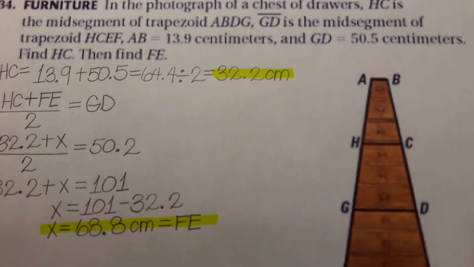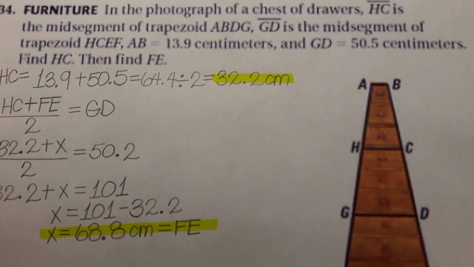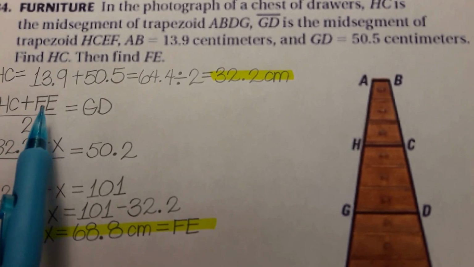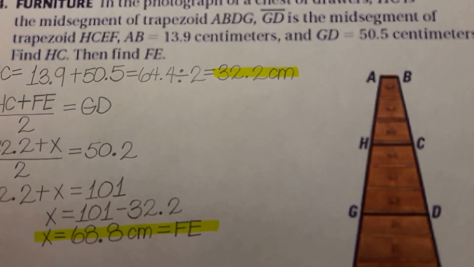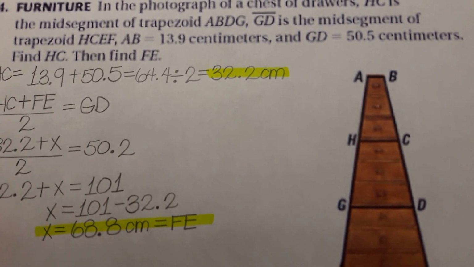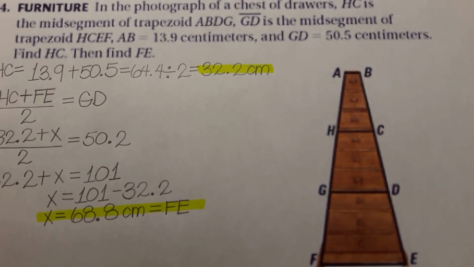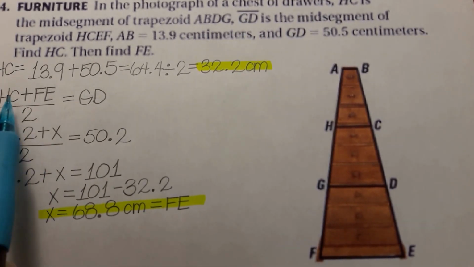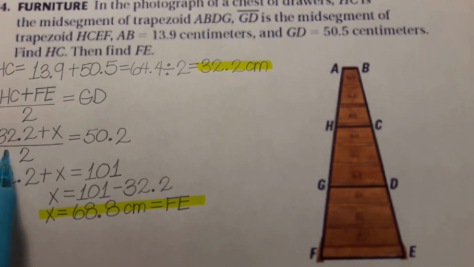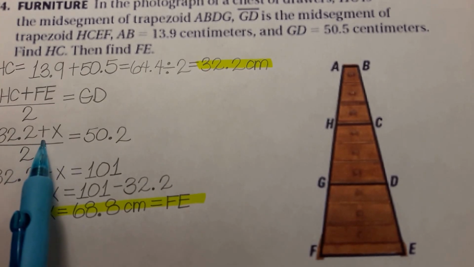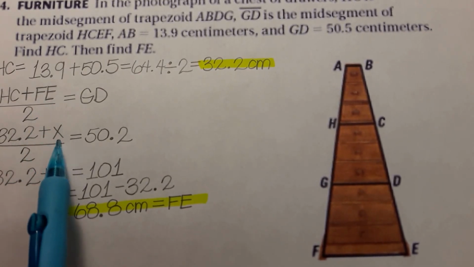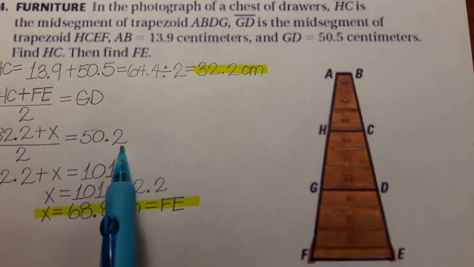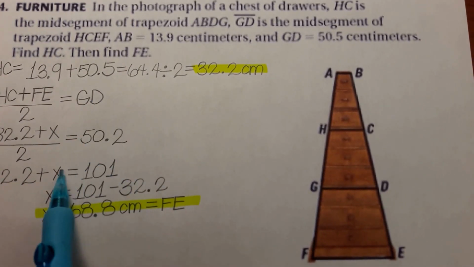I know for a fact that if I add HC plus FE and divide by 2, I get GD. I know that's my formula to find the mid-segment. So we're going to do it like that to find out what this missing side is. That being said, I know that HC is 32.2 plus, I don't know FE, so I'm going to just say x there. Or you could have kept it as FE. And I do know it equals GD, which is 50.5.